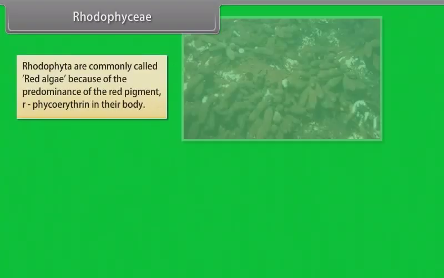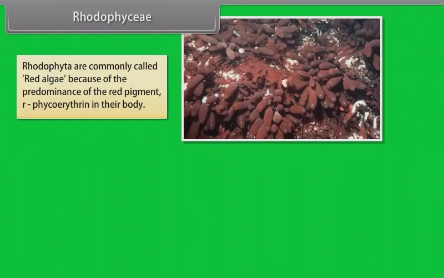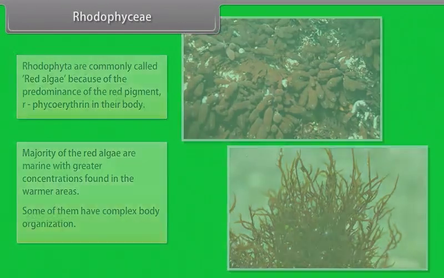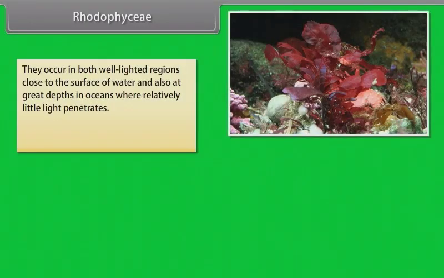Rhodophyceae. Rhodophyta are commonly called red algae because of the predominance of the red pigment phycoerythrin in their body. The majority of red algae are marine, with greater concentrations found in the warmer areas. Some of them have complex body organization. They occur in both well-lighted regions close to the surface of water and also at great depths in oceans where relatively little light penetrates. The red thalli of most of the red algae are multicellular.